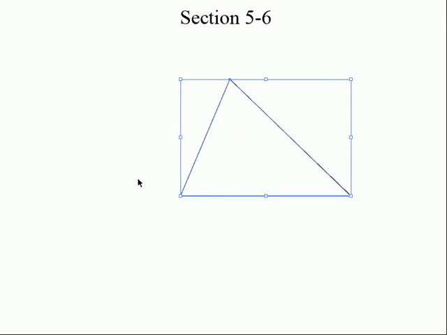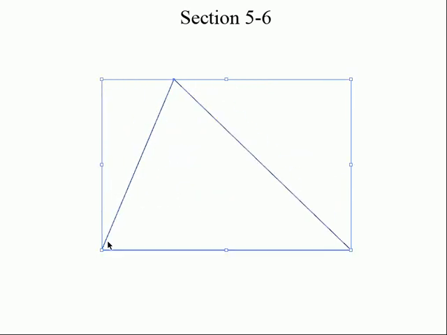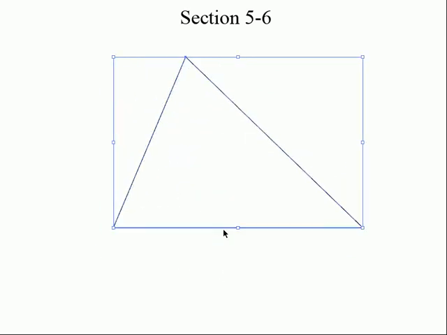Section 5.6. It has to do with inequalities of triangles, just like what we've been talking about before. But this time we're going to talk about two different triangles. We're going to compare two triangles, not just one triangle. So in the last lesson, we just compared the sides of one triangle.